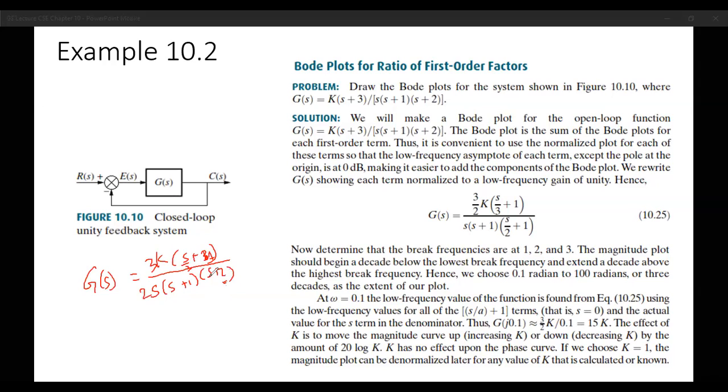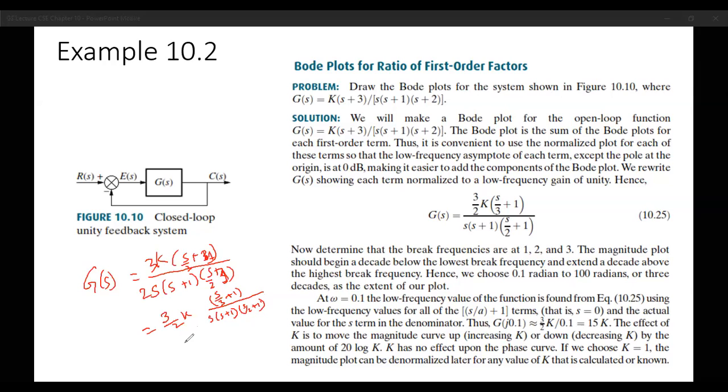So 2 will be there, and s by 2 will be there, and it will be 1 here. Okay, so bottom line is what we are going to get is 3 by 2k. Then you have your first order, the simple pole at 0, then s by 3 plus 1, then you have s plus 1, then you have s by 2 plus 1.